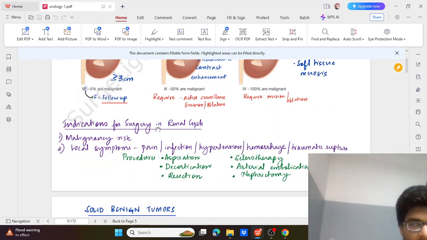What are the indications of surgery in these renal cysts? So one is the risk of malignancy. Other than that, there could be symptoms like pain in the flanks, infection causing fever and pain, hypertension, hemorrhage into the cyst, traumatic rupture causing pain. So all these symptoms are indications for surgery in these cysts. What are the various procedures we can do? So we can go with aspiration, decortication, resection, sclerotherapy, arterial embolization and nephrectomy, which would be partial.